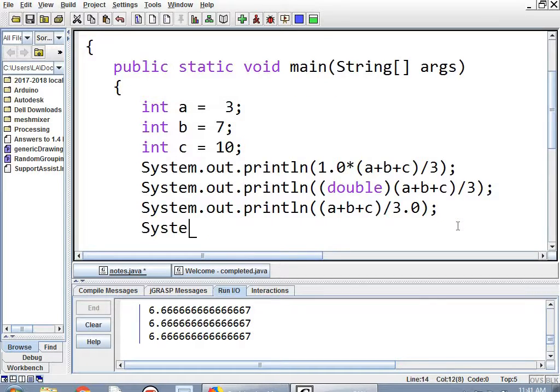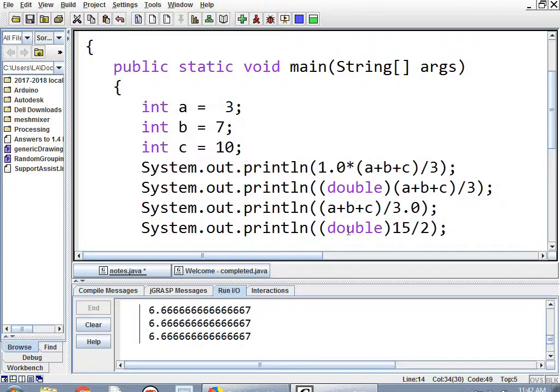So let's just do one more simpler example. System.out.println. If I do 15 divided by 2, what's going to get printed? 7. Because 15 divided by 2 is 7.5, but the decimal's lost. So if I wanted this to come out as a double, you could say double in front, and what that does is it casts that 15 into a double before the 2 happens. Or you could do 1.0 times, or you could do 2.0 at the end. Any questions?